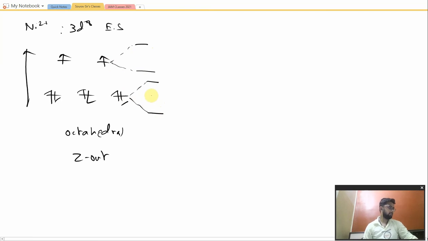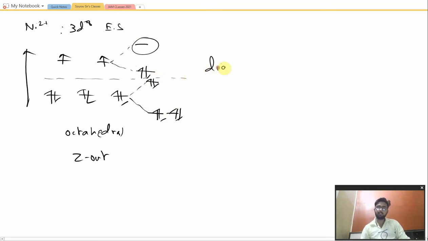Let me write the exact representation for you. This one is the barycenter obviously. Now this would have a pair of electrons, and both of these electrons would come here, leaving this orbital without any electron. As all the electrons are paired up, this would give a diamagnetic performance.